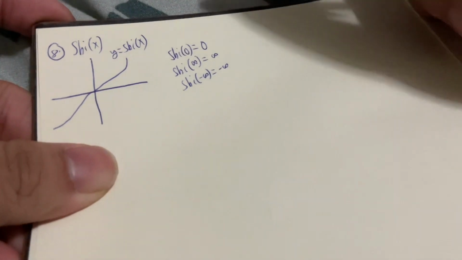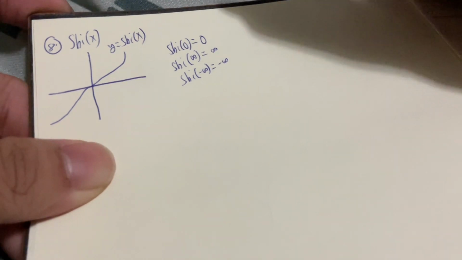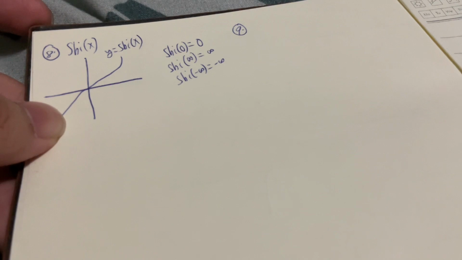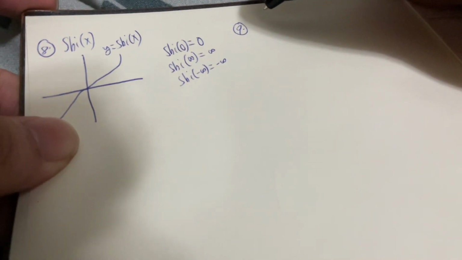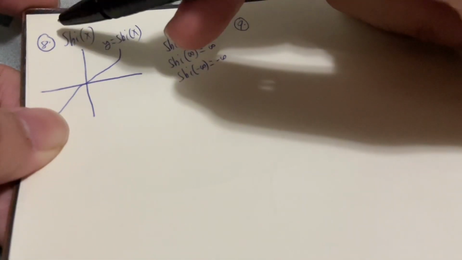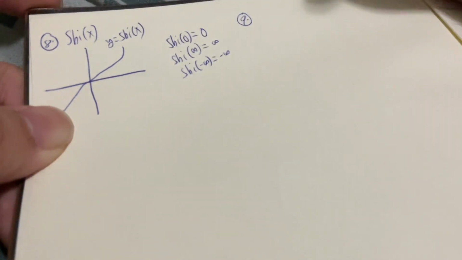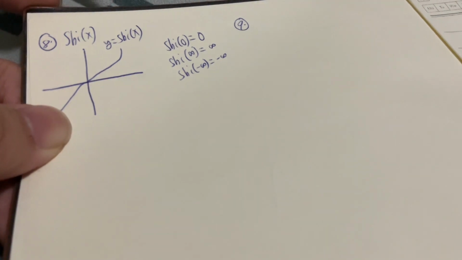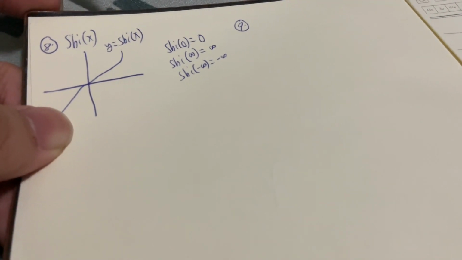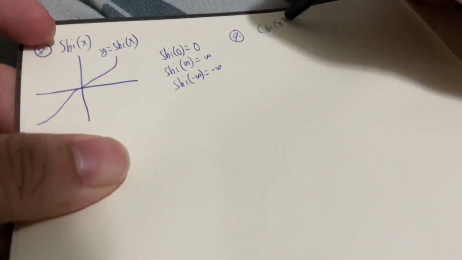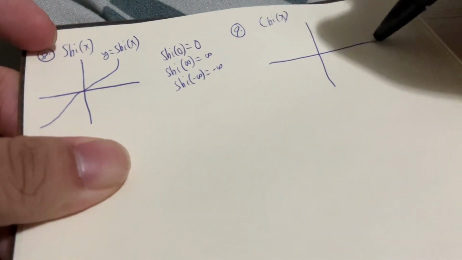However, Chi of x is kind of weird. We know we have a hyperbolic sine integral. We also have a hyperbolic cosine integral. Unfortunately, we don't have the integral of the hyperbolic tangent, Thi of x. I don't think we have a function like Thi of x.